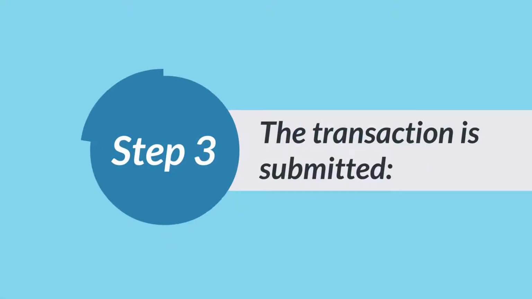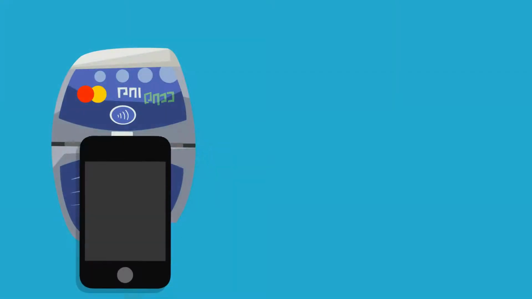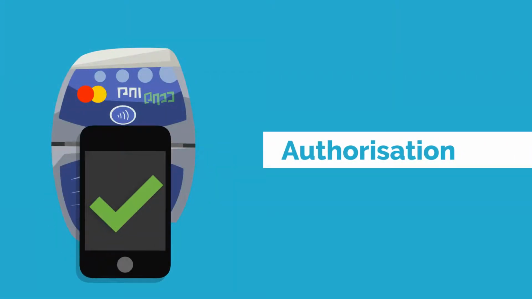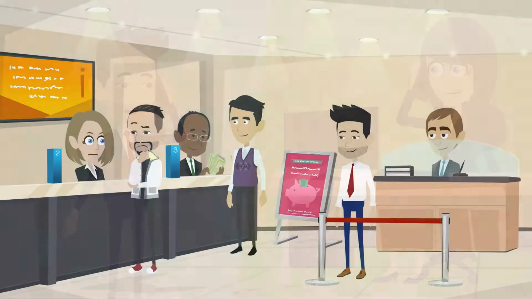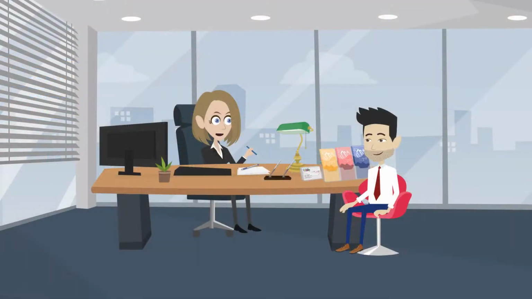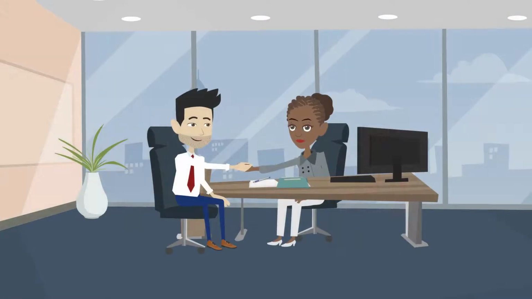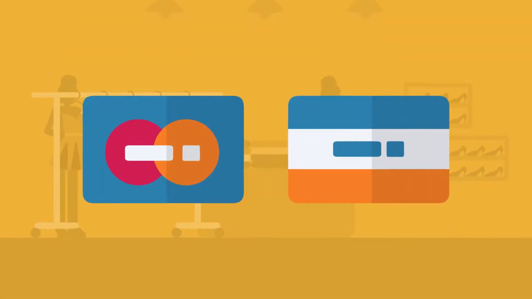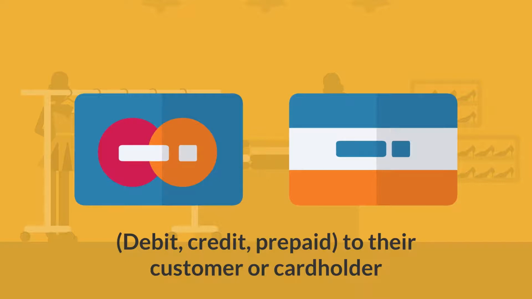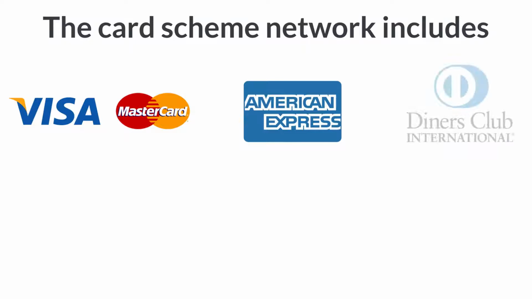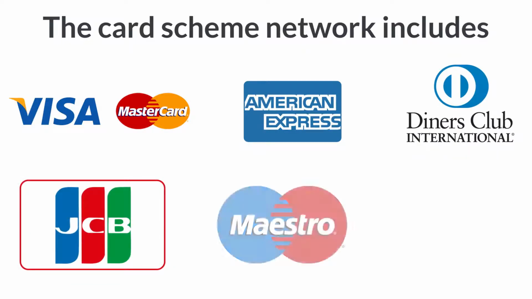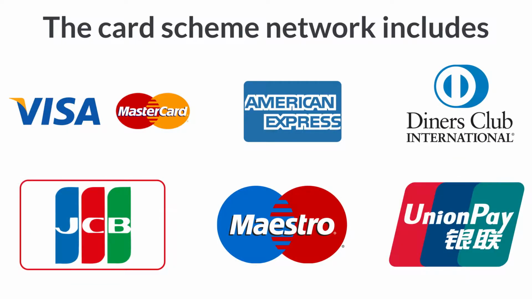Step 3. The transaction is submitted. The payment processor or acquirer asks the card scheme to get an authorization from the customer's card issuing bank. The card issuer can be a bank, building society, or other financial organization that provides payment cards, debit, credit, prepaid to their customer or cardholder. The card scheme network includes MasterCard and Visa, Credit and Debit, American Express, Diners Club, JCB, Maestro, Union Pay International.